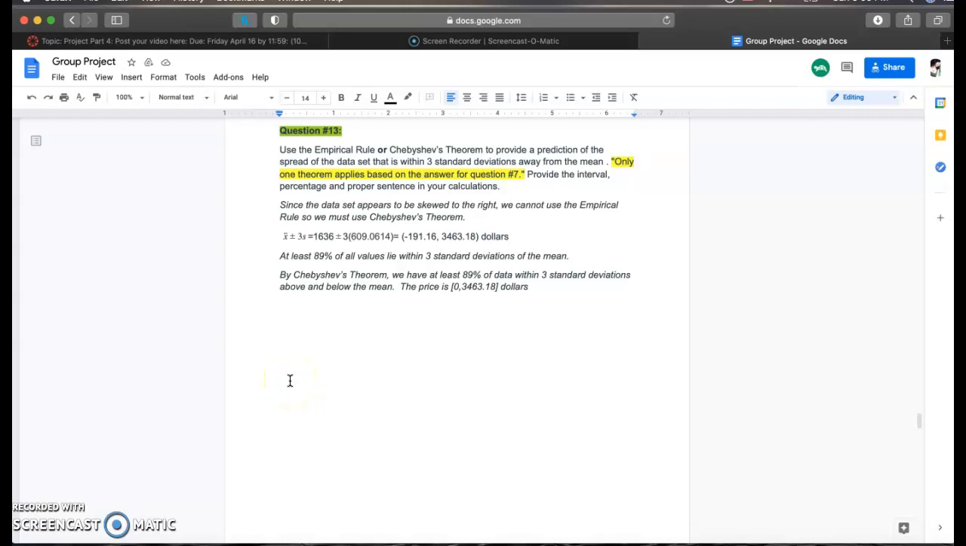Alright, so I'm going to be explaining question 13 through 16. For question 13, because our data set appeared to be skewed to the right, we couldn't use the empirical rule, so we had to use Chebyshev's theorem.